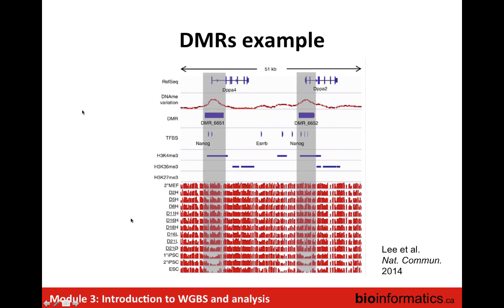This is an example in development, so different cell stages, and you see that in the iPS and in the embryonic stem cell, you actually have lower methylation in these regions. These really define some of these differentially methylated regions. Whether it's between different cell stages, different cancer tumor stages, or different tissues, those are the types of comparison that you would want to be doing using this data.